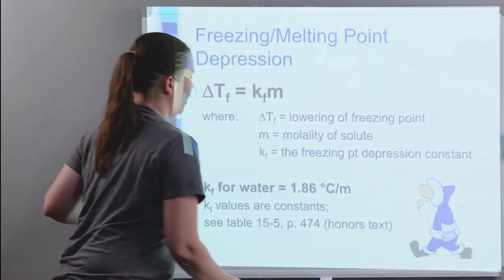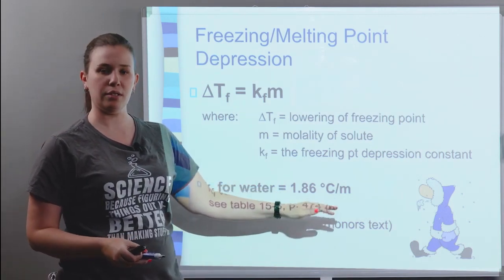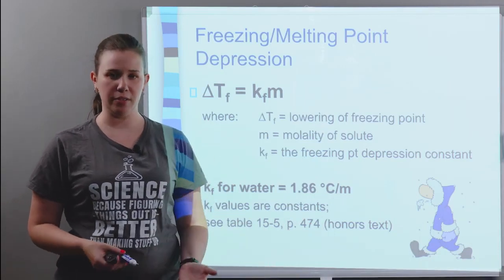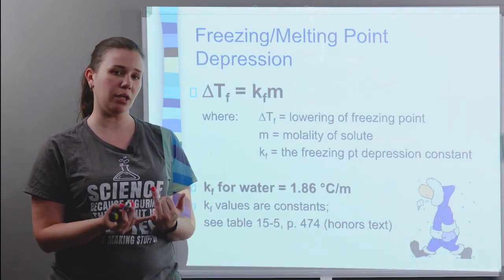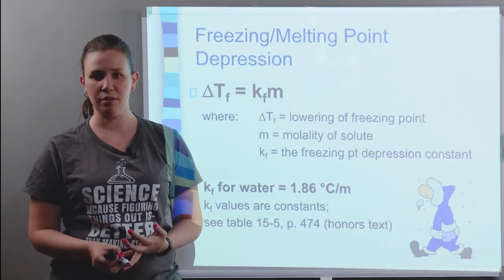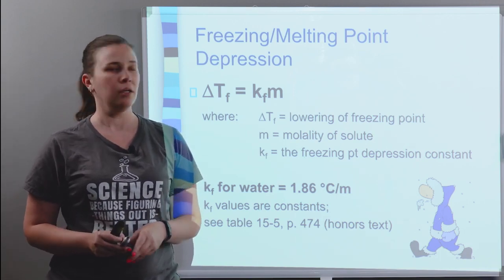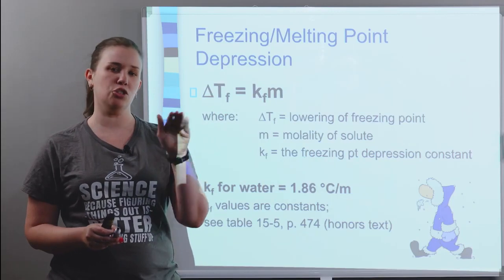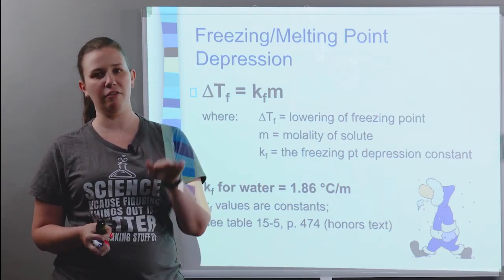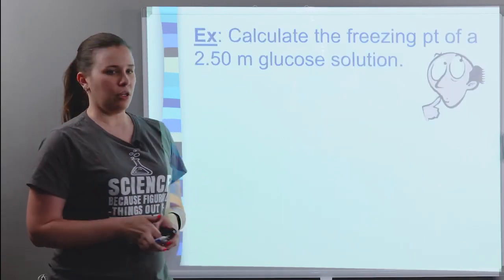So KF is a different number. It is 1.86 degrees Celsius per molality. That's again just for water. If you had a different substance, they would either have to give it to you or have you look it up from an appendix, or you would be solving for it for a different substance. But for water, you should know it's 1.86 degrees Celsius per molality. And again, delta T would tell you the change from 0. So typically that's going to be a positive number, and then you would go that far below 0, essentially giving you the negative answer. So let's look at our first example.